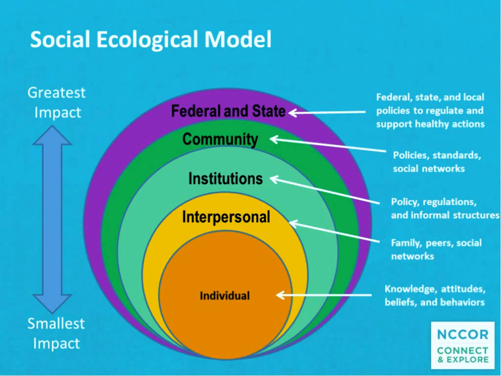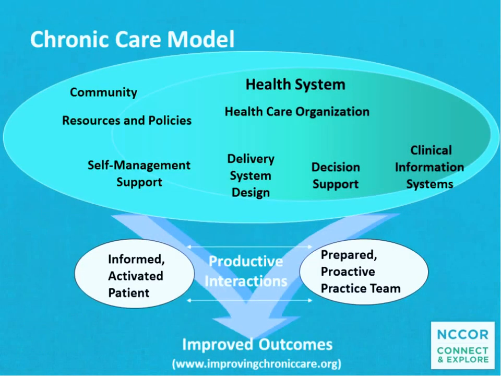And as we move out across the socio-ecological model, our reach improves, and even though the effect size of these initiatives may be smaller, the overall effect, because of its reach and impact, is greater. Now, one way to think about what I'm about to share with you is that this is the third iteration of the chronic care model.